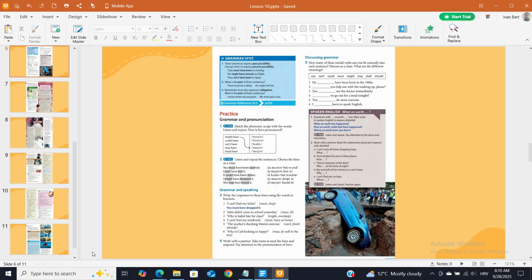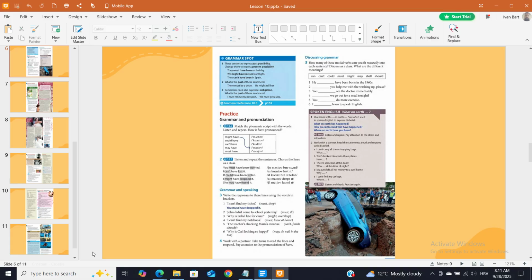3. Why is Isabel late for class? (Might, oversleep.) 4. I can't find my notebook. (Must, leave at home.) 5. The teacher's checking Maria's exercise. (Can't, finish already.) 6. Why is Carl looking so happy? (May, do well in the test.)